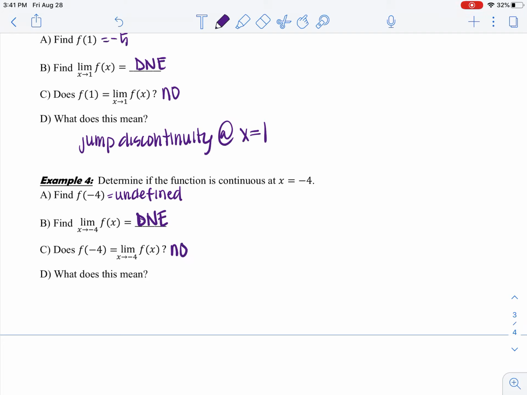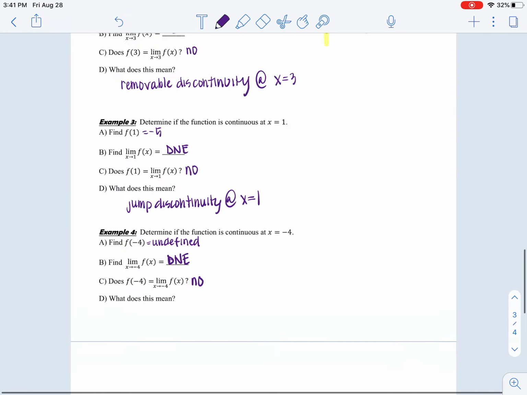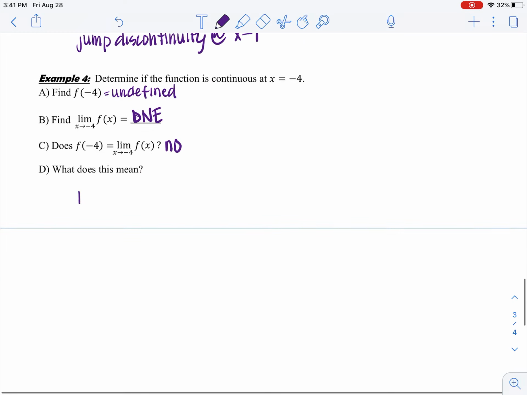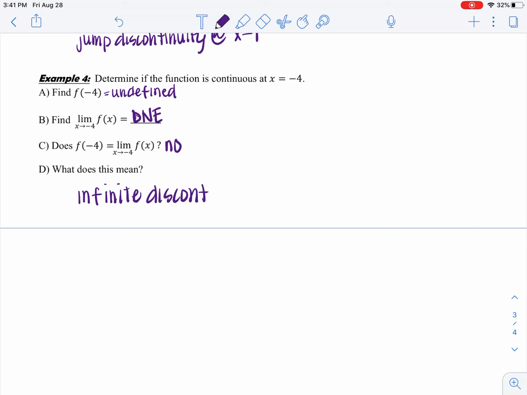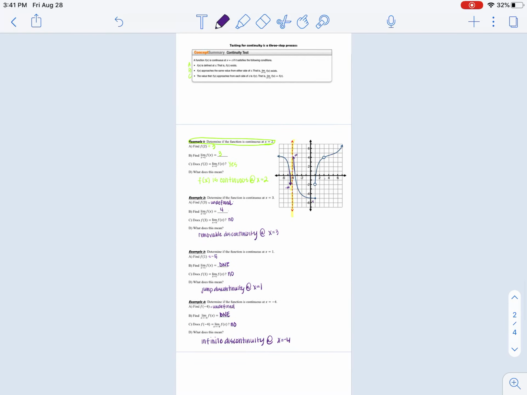Undefined and does not exist do not mean that they would have to be the same value, like 3 and 3 or -6 and -6. What does that mean? That means there's a discontinuity. What type of discontinuity? If you look, it's an asymptote. That's called an infinite discontinuity. So there is an infinite discontinuity at x equals -4.